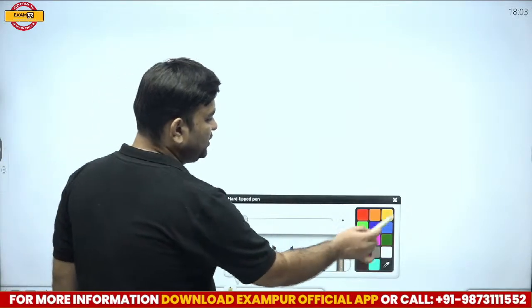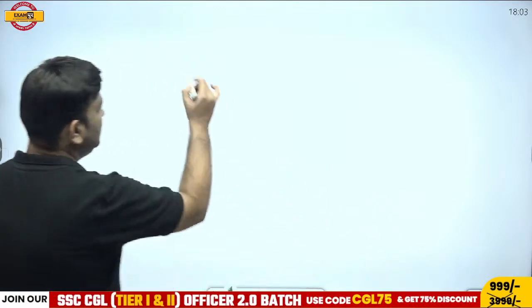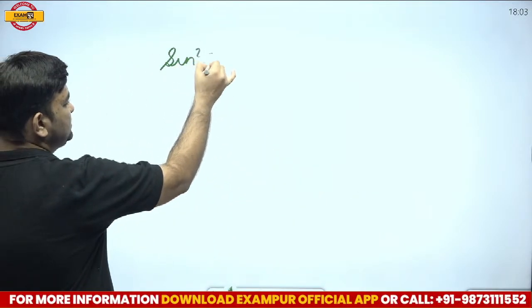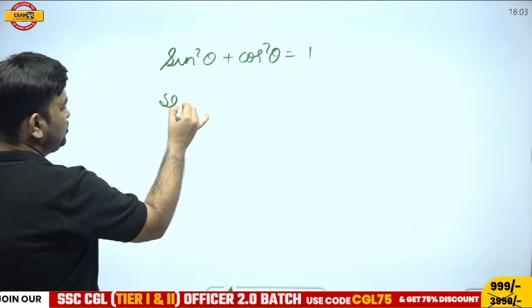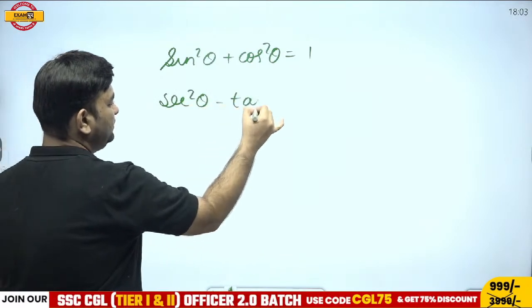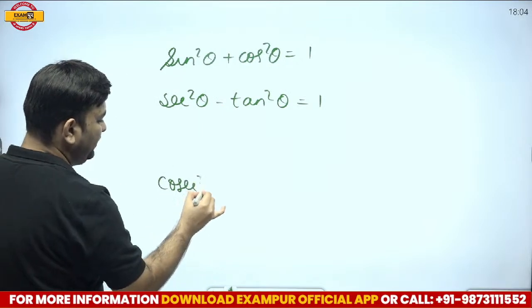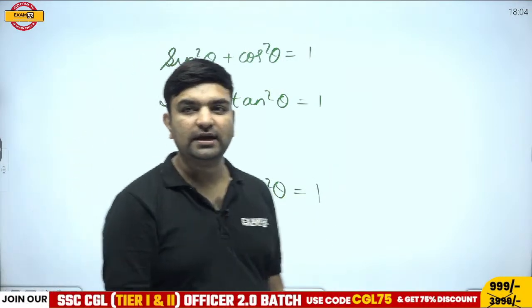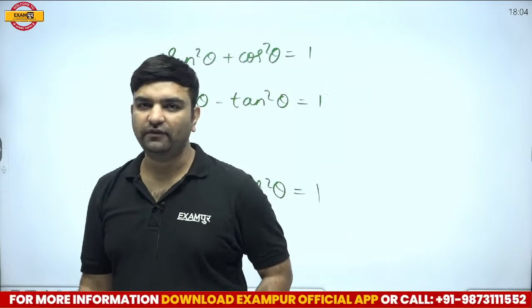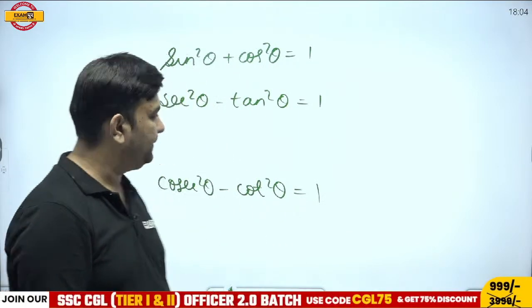So just a quick revision of identities. Three identities are there. One is sin square theta plus cos square theta is 1. Another is sec square theta minus tan square theta is 1. Another is cosec square theta minus cot square theta is 1. A huge number of problems based on identities comes in the examination. Hello Charlie, good evening.